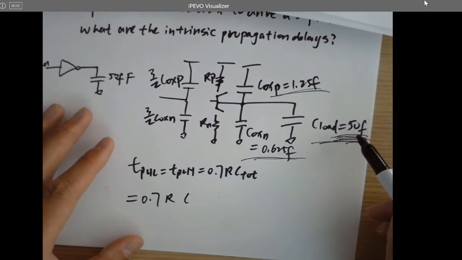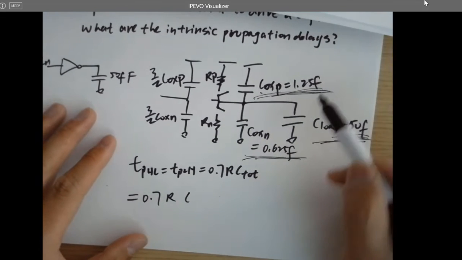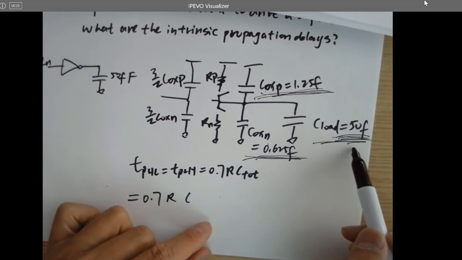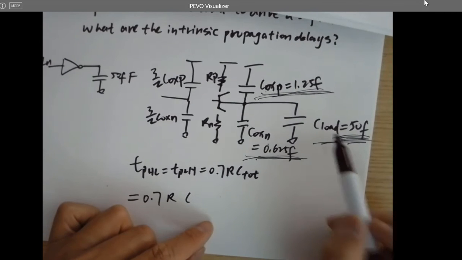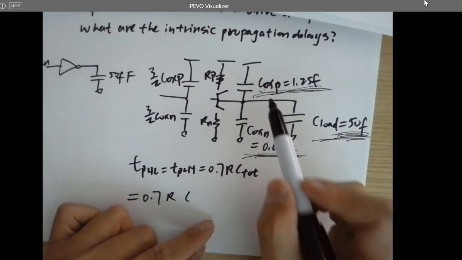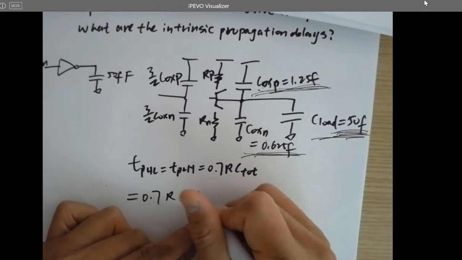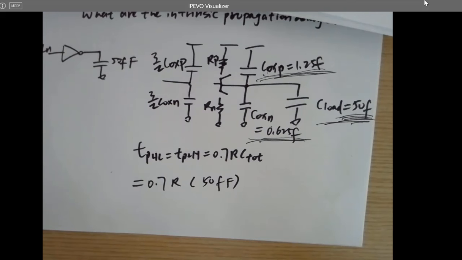So technically, you can ignore these two capacitors, because if you add all these capacitors together, it only becomes 51 point something. Just use 50. It's pretty close to 50. So whenever you have a large load, you do not consider all these small capacitors. Just directly use the load capacitor, which is pretty much 50 femtofarads, and then do the calculation, right?